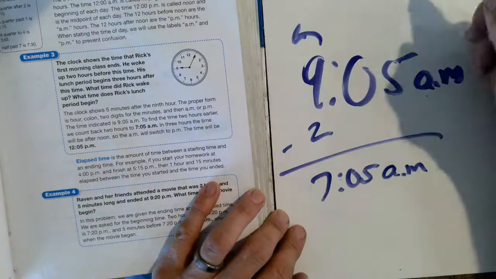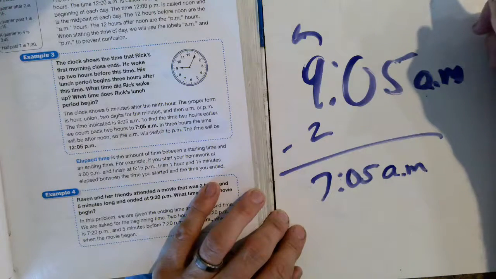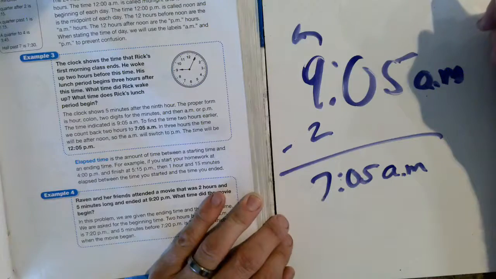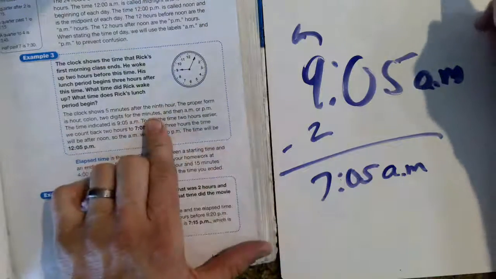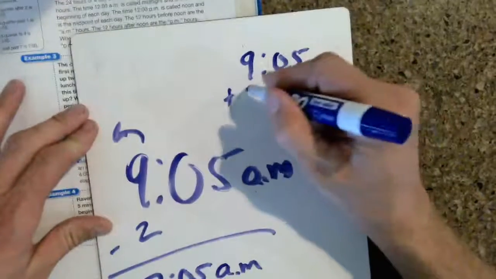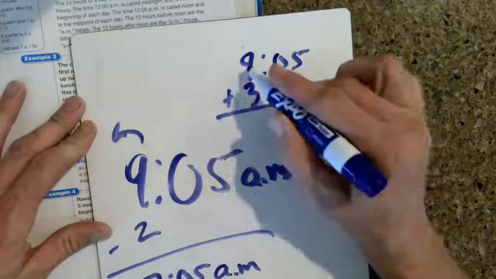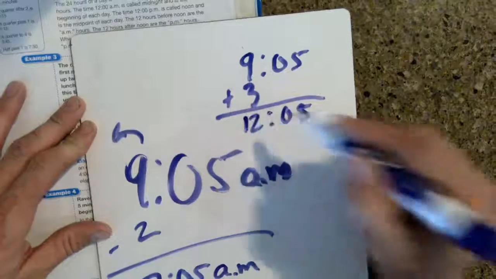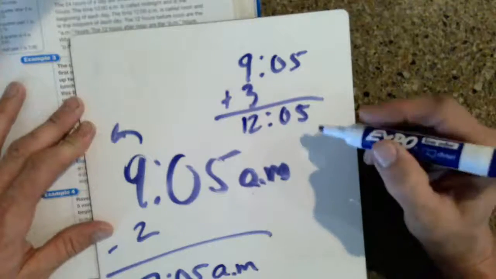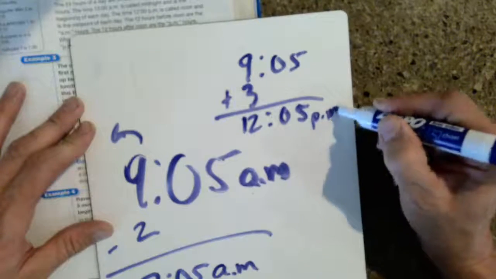Now his next class, did it say class or lunch? Lunch happens in 3 hours. So let's start at 9:05 again. And this time, it's 3 hours later. We're going to add 3 hours. So our minutes stay the same. And 9 plus 3 is 12. 12:05, and we've crossed the 12, so we go from AM to PM.